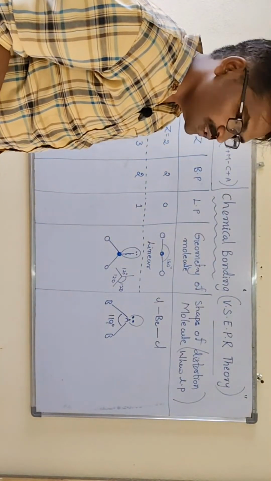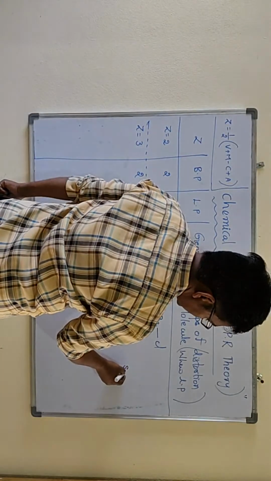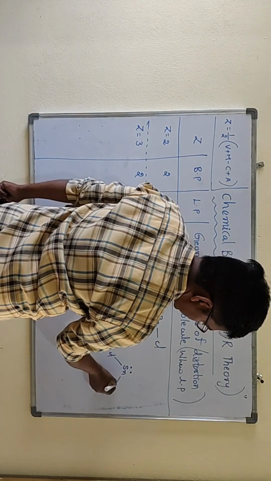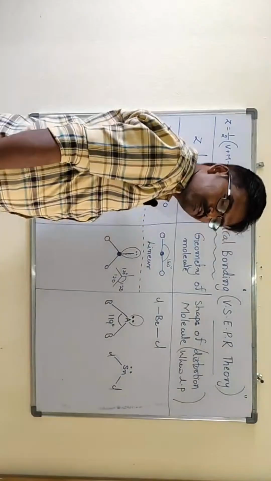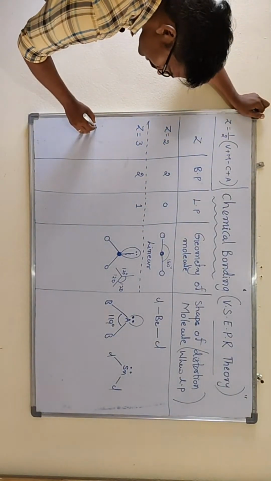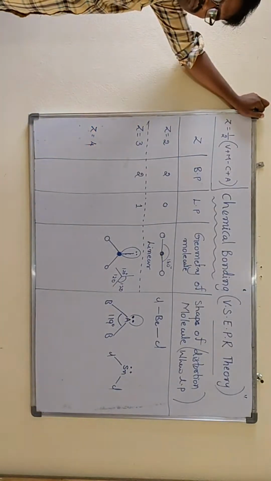Sir, an example for this is SnCl2. So Sn has a lone pair of electrons, then Cl, then Cl, like this. Clear, all of you? Yes. Next one. Sir, in case Z value 4 is there.